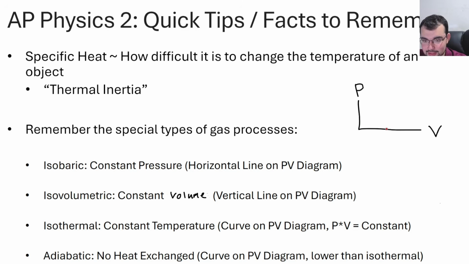Isovolumetric, unsurprisingly, is constant volume. So that would be a case where you can't change horizontally, so you have a vertical line. This is no work done, right? Because there's no area. This is just a line.